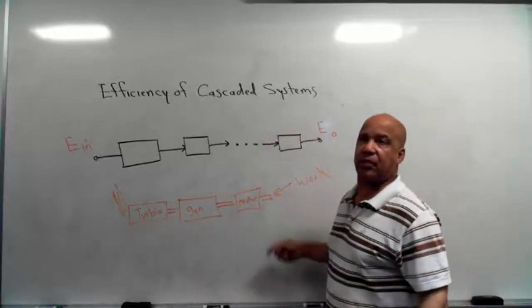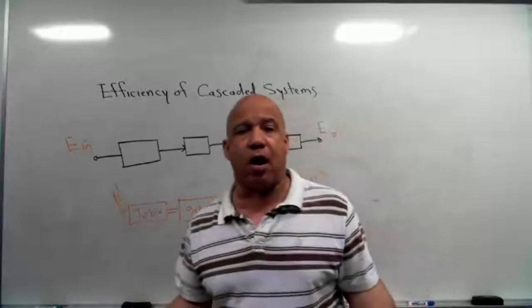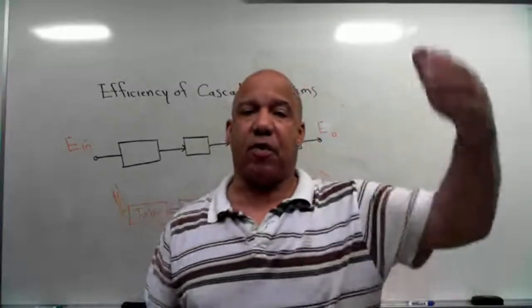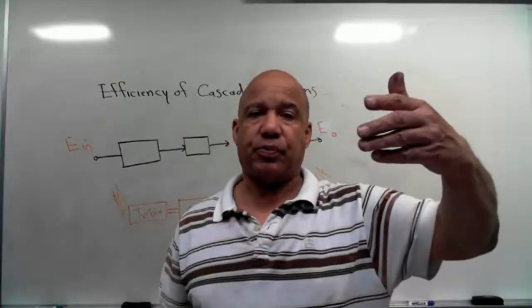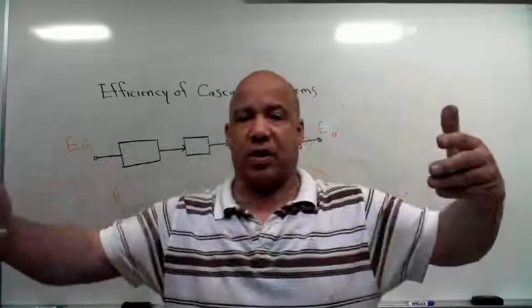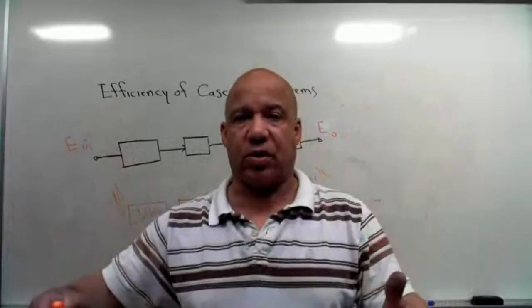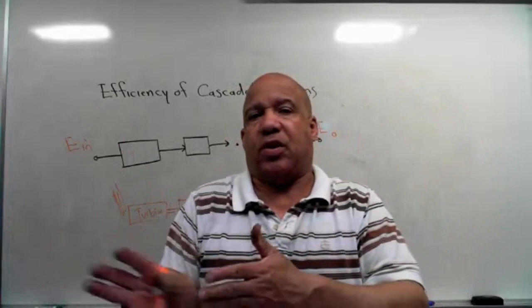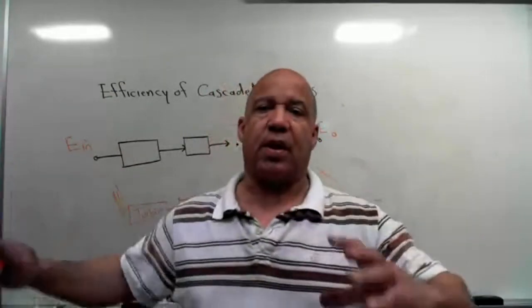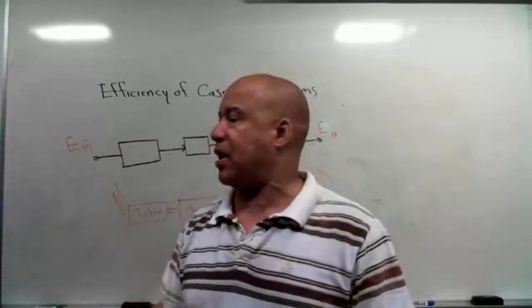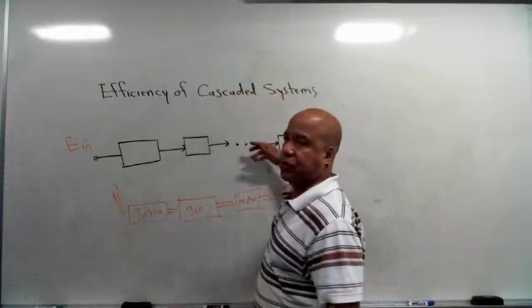That's a cascaded system. Another cascade, your car is a cascaded system. You have your motor, which is a transducer, but then the motor goes to the transmission, which is a transducer. The transmission goes to the differential, which is a transducer, and then it spins the wheel. So often you have more than one transducer hooked up.